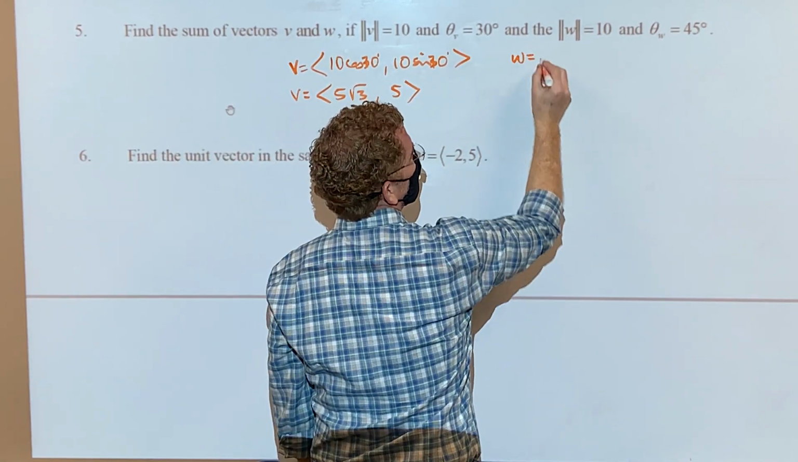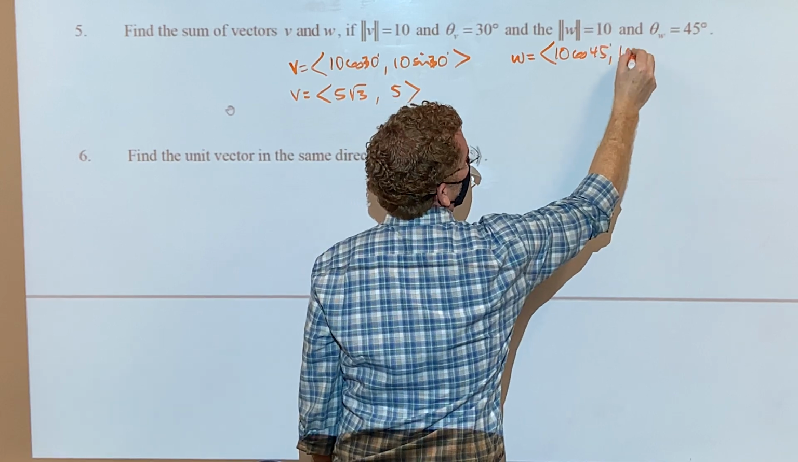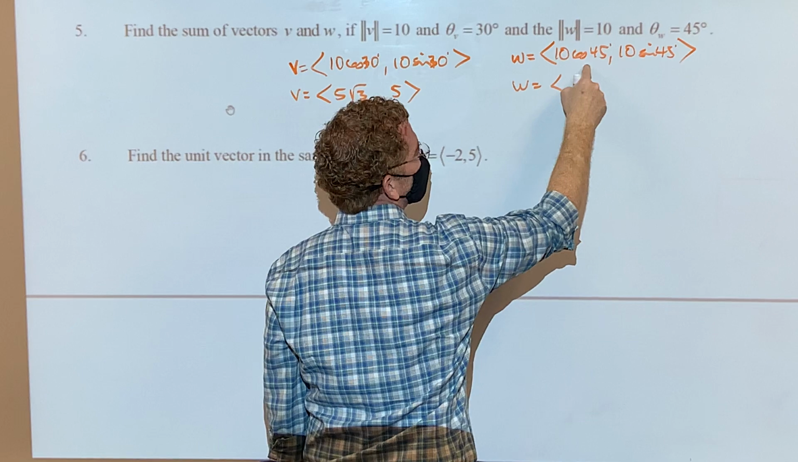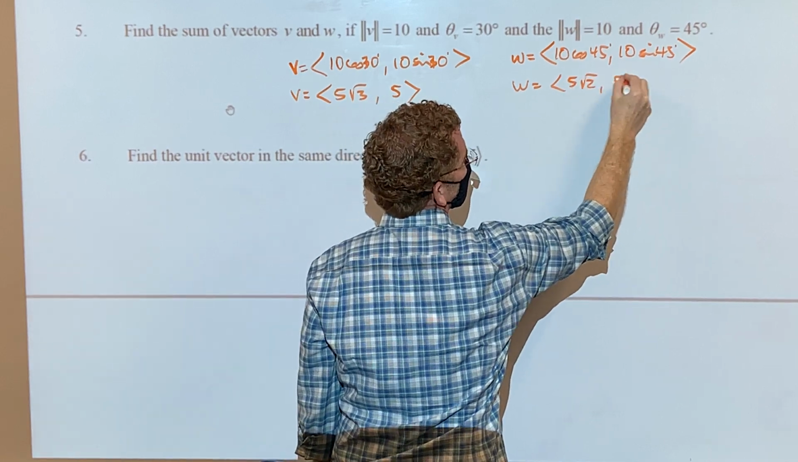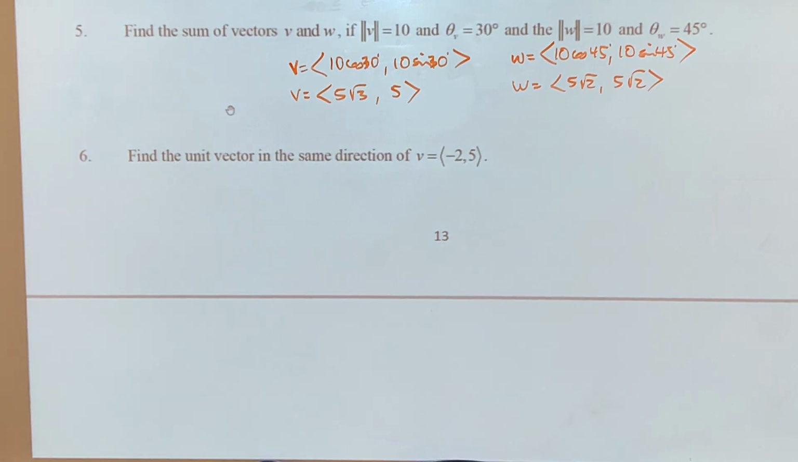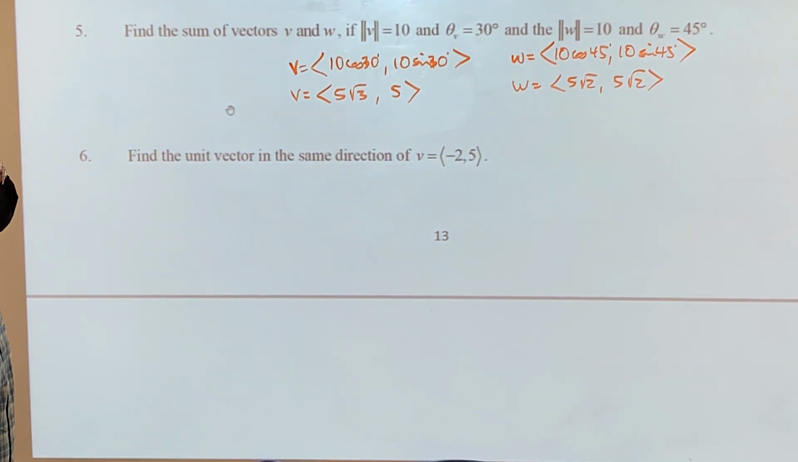What's W? Magnitude cosine of the angle, magnitude sine of the angle. And then use your trig to simplify. And hopefully you know those unit circle values enough to where you can actually get through these without really getting bogged down.